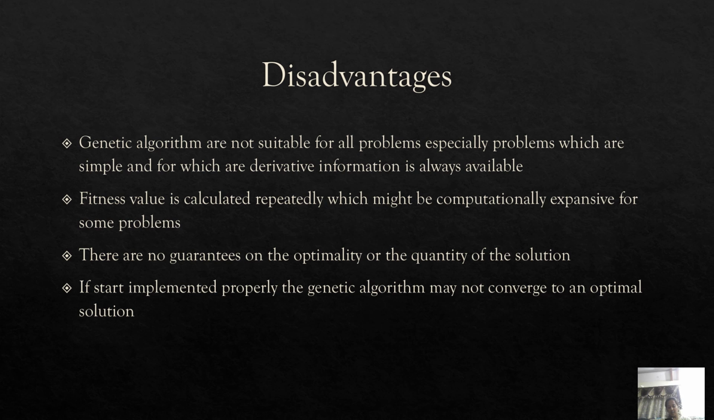There are also some disadvantages of genetic algorithms: computational complexity, convergence speed, parameter sensitivity, premature convergence, difficulty handling constraints, limited problem understanding, dependency on initialization, not suitable for all problems. These are some disadvantages of genetic algorithms.